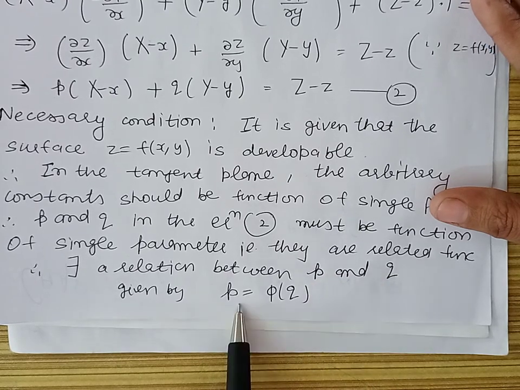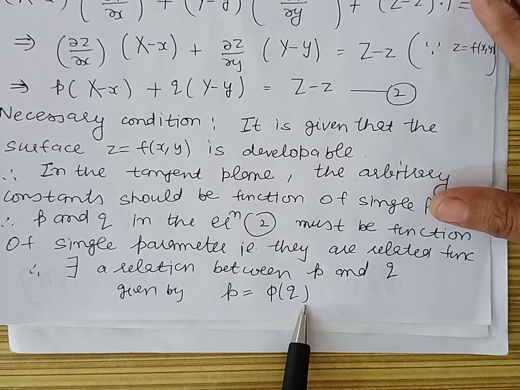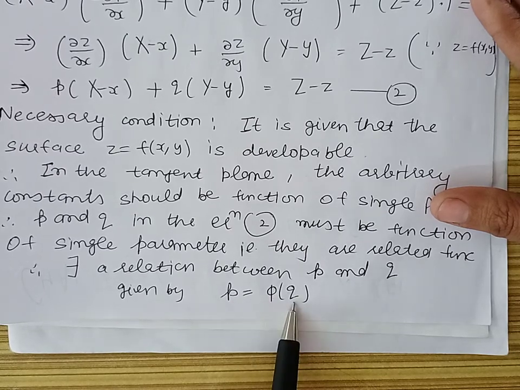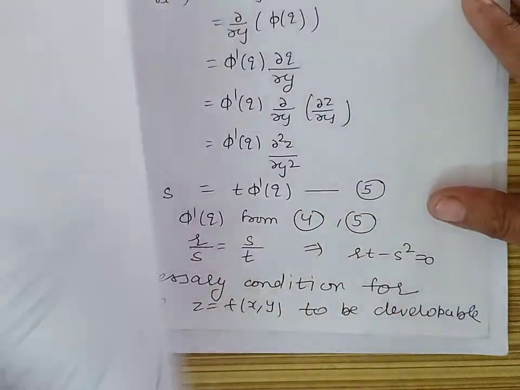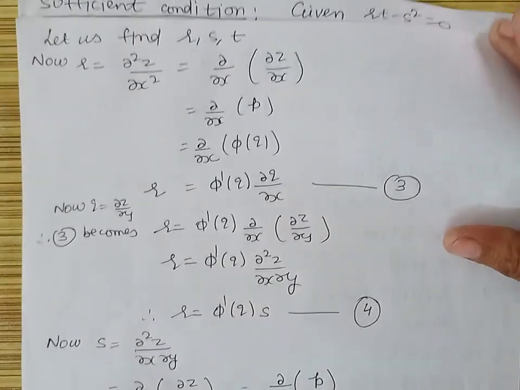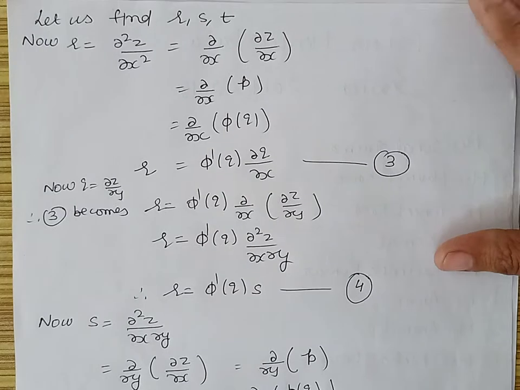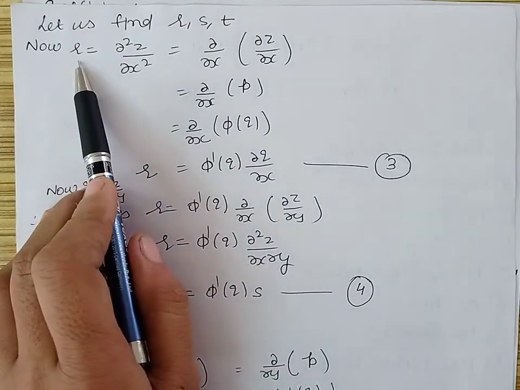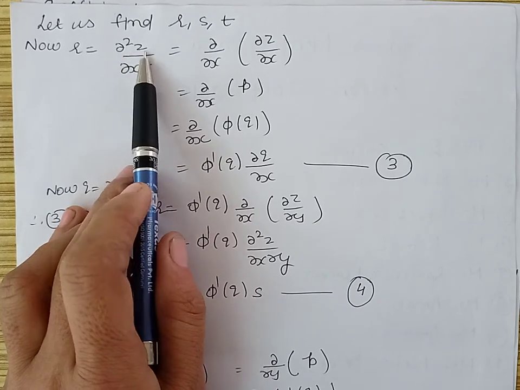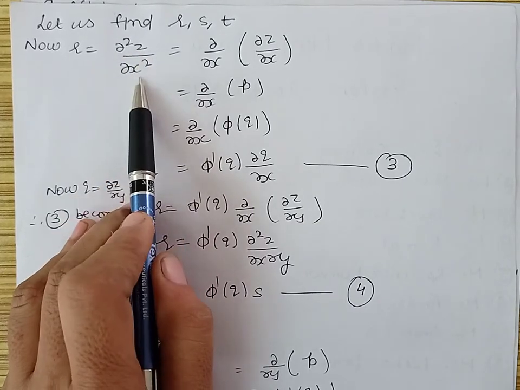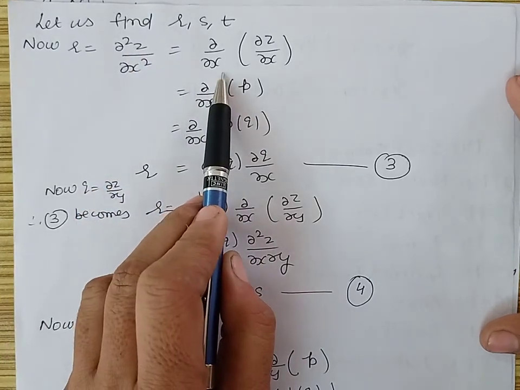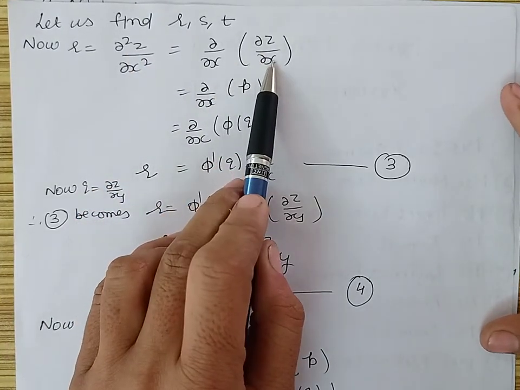So let us take p as a function of q, so we have denoted p is equal to phi of q. Now let us find the values of R, S and T one by one. The value of R, by definition, is given by the second order partial derivative of Z with respect to X. This can further be written as ∂/∂X of ∂Z/∂X.